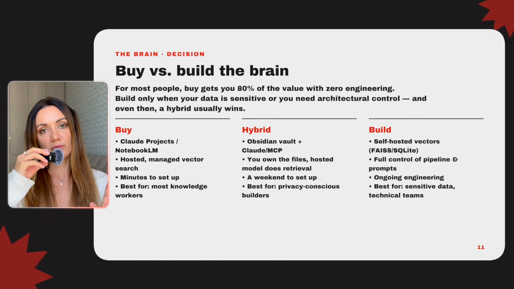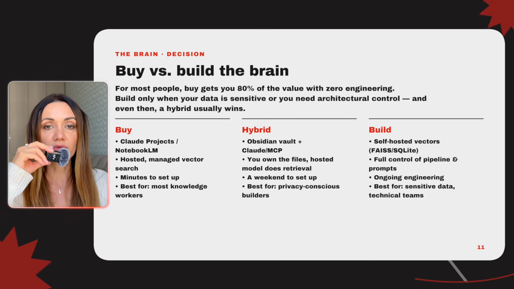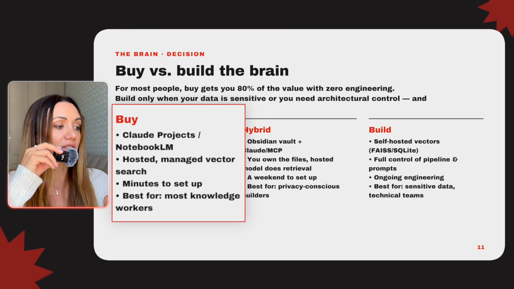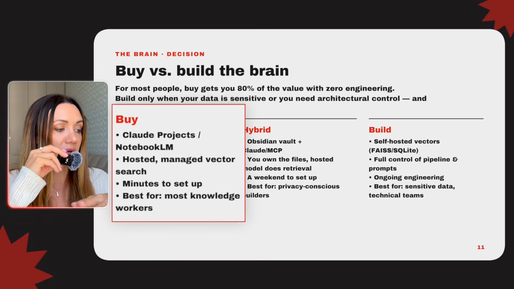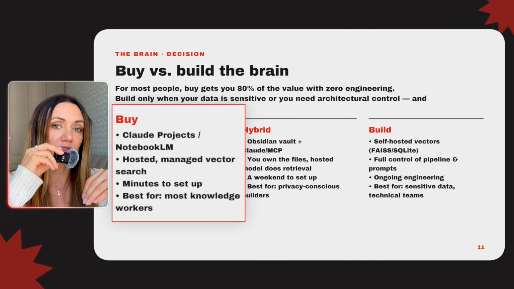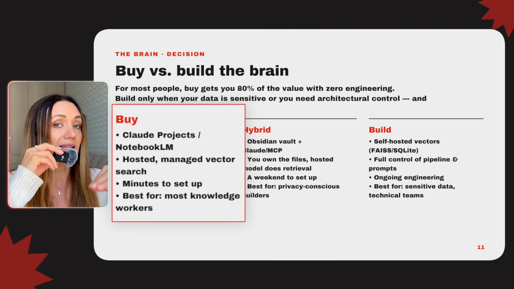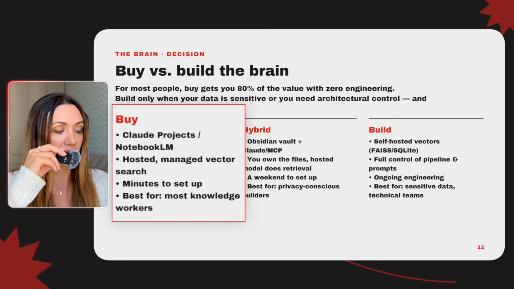So just for your information, there are 3 different ways that you can go about it. You can buy versus build. First version is buy. You can use Claude Projects, Notebook LLM, hosted managed vector search. So it takes minutes to set it up, and you can build your easy, simple digital AI twin that is hosted there, right? It's not on your computer or anything like that.